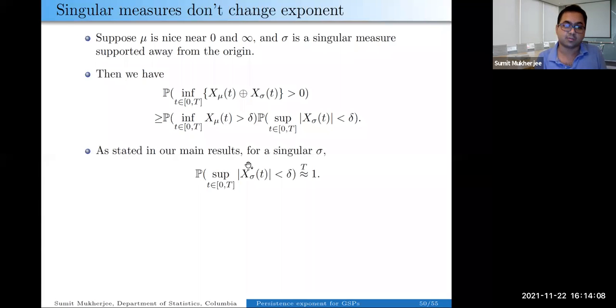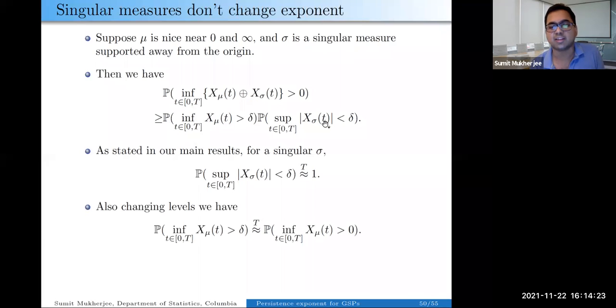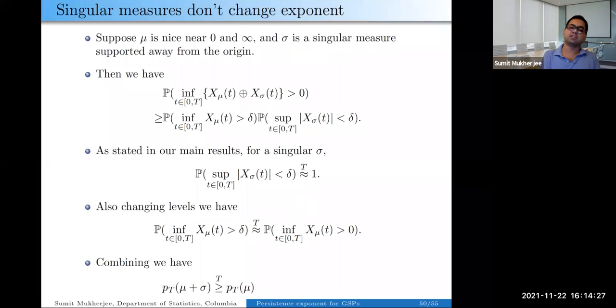And we now use the fact that for a singular measure the small ball exponent is 0. So this probability is very close to 1 at an exponential scale. So this quantity does not affect your exponent, and you change the levels here, and that way you get one direction, right? So this is true. Here we use the singularity. Here we don't use the niceness near 0.